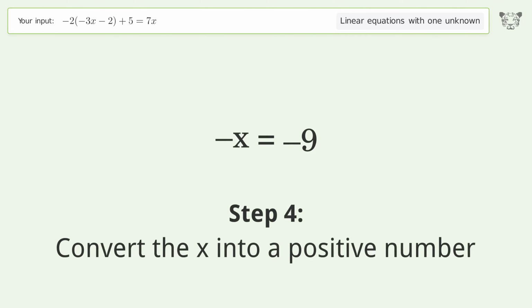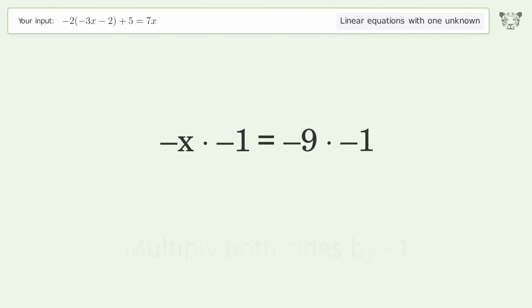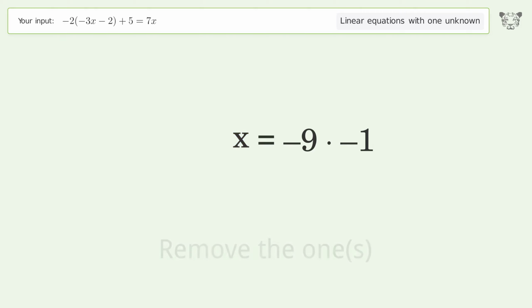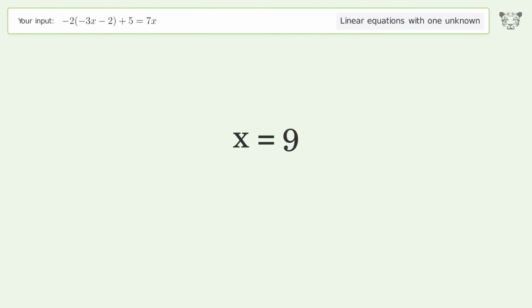Convert the x into a positive number. Multiply both sides by -1. Remove the ones. Simplify the arithmetic. And so the final result is x equals 9.